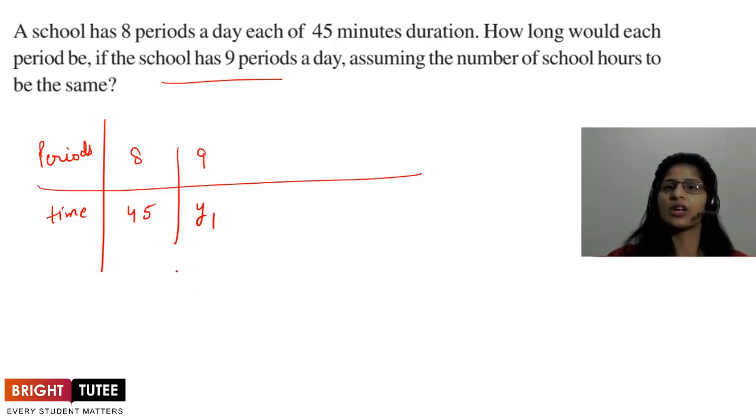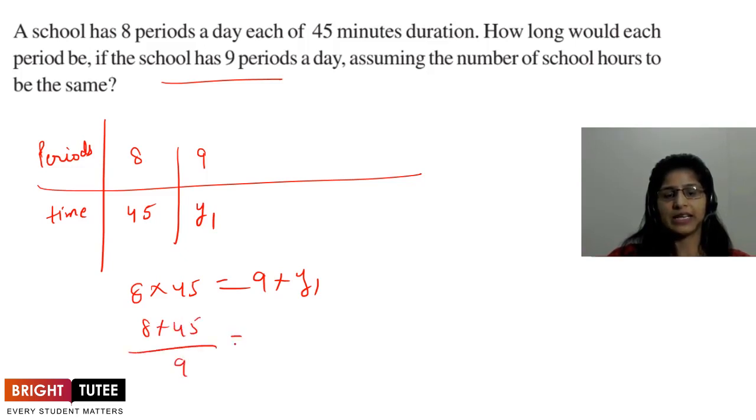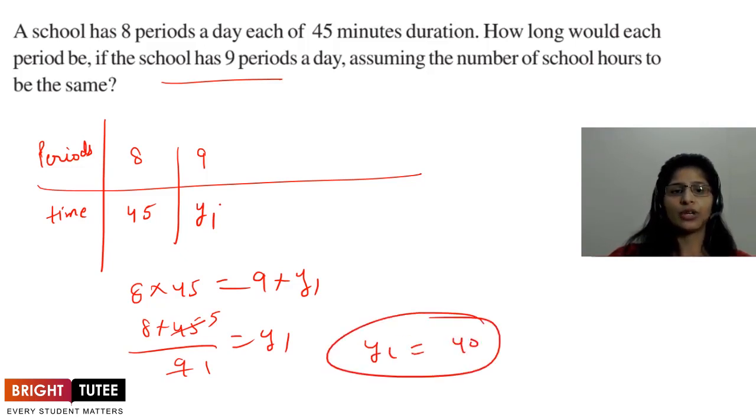So we can consider that when periods are more, the time for each period will be less. Inverse variation or inverse proportion, this is 8 into 45 is equal to 9 into y1. 8 into 45 divided by 9 equals y1. 9 ones are 9, 9 fives are 45. So y1 comes out to be 40. So of 40 minutes now we have to make each lecture or each period.